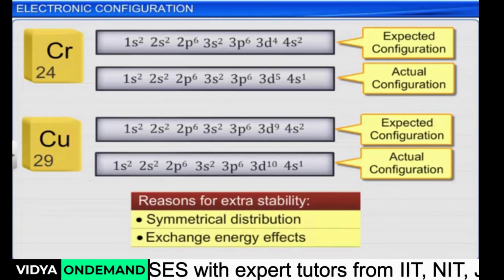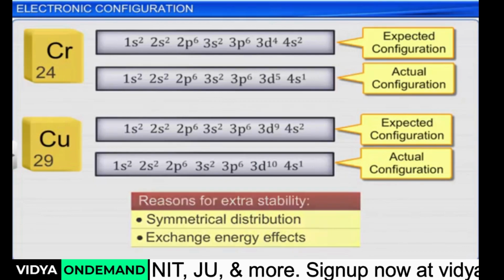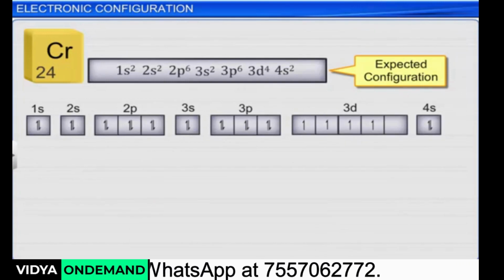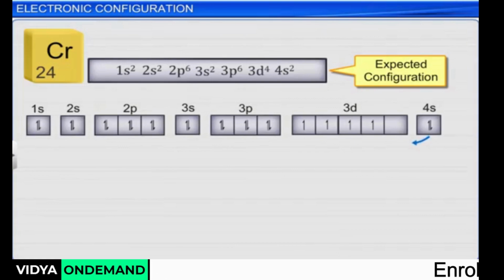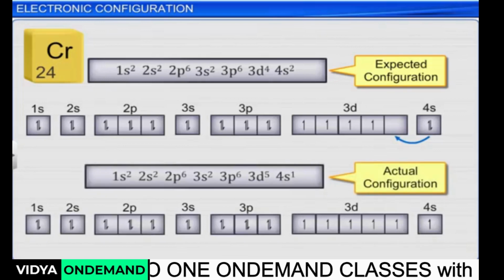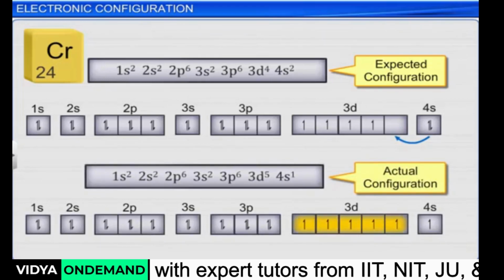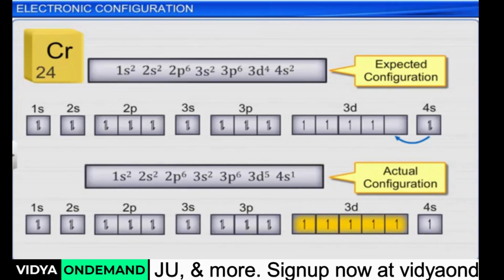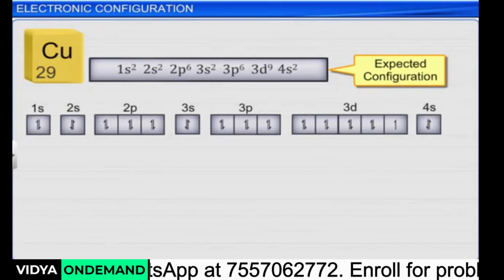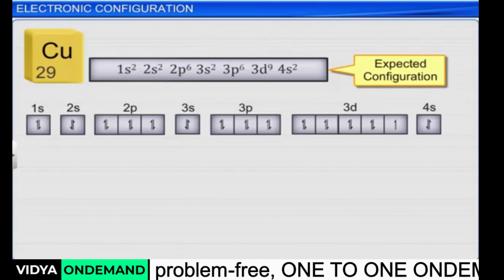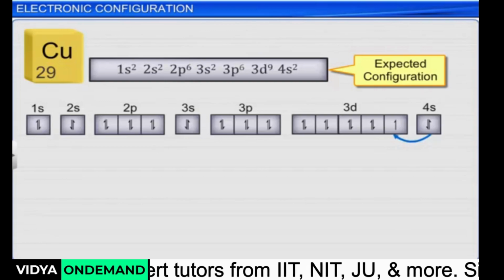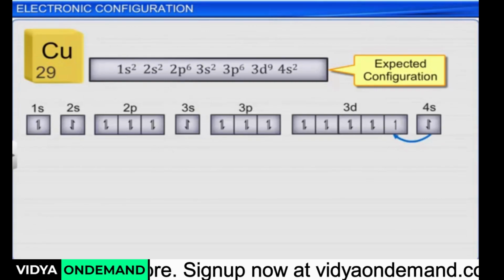From the expected electronic configuration of chromium, if one of the 4s electrons shifts to the vacant 3d orbital, the distribution of the electrons will become more symmetrical and this will impart extra stability. Similarly, in the expected electronic configuration of copper, if one electron from the lower energy 4s orbital is shifted to the higher energy 3d orbital, it will make the distribution of electrons symmetrical and hence will impart more stability.